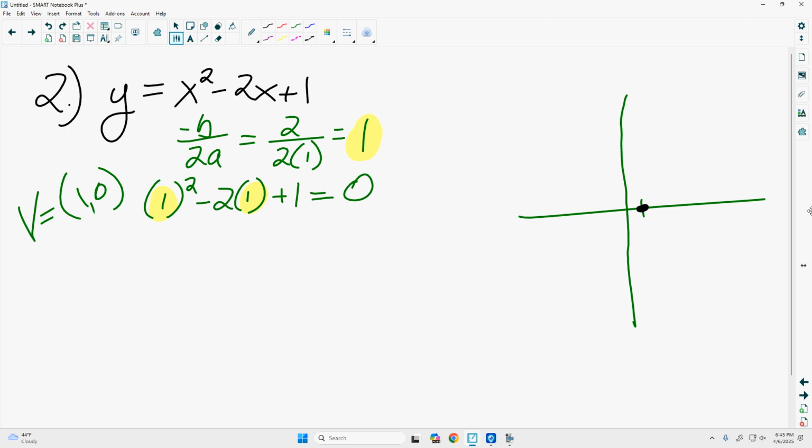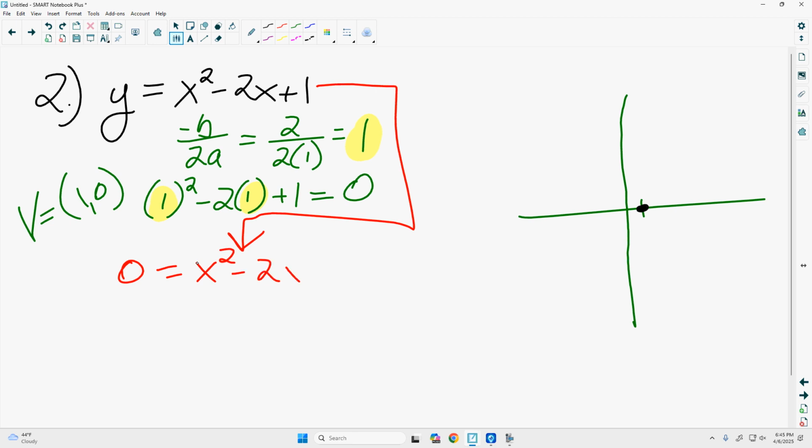Okay, and then what did I do next? Oh yeah, the next thing I did was I'm going to factor this baby. But instead of a y, I'm going to put it as a 0. So I'm going to say 0 equals x squared minus 2x plus 1. And I'd ask myself, what 2 numbers multiply to 1 and give me a negative 2? Did you say negative 1 and negative 1? Moi aussi. And that equals 0 because we're trying to find the roots.